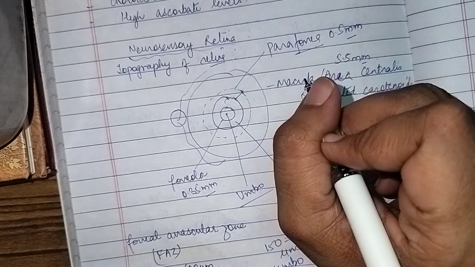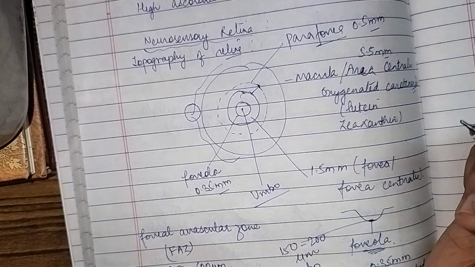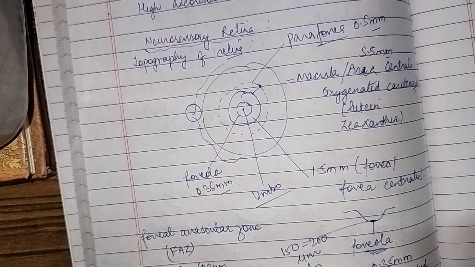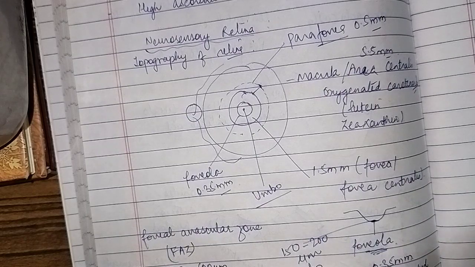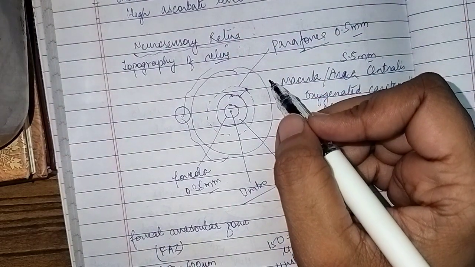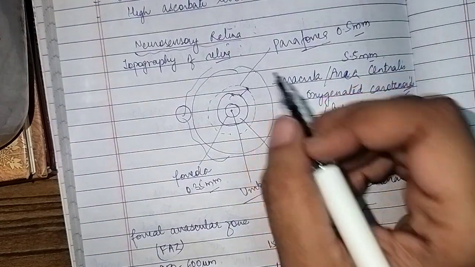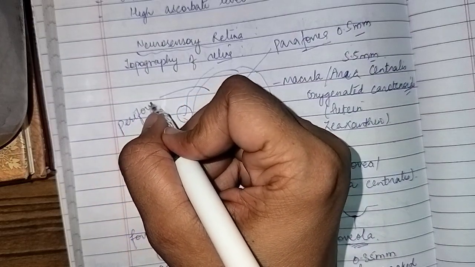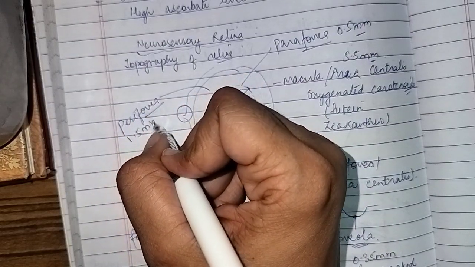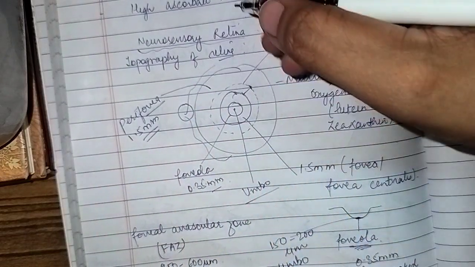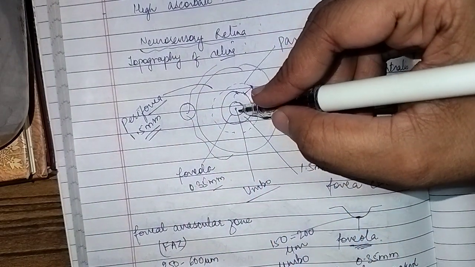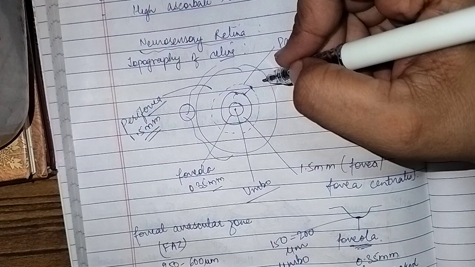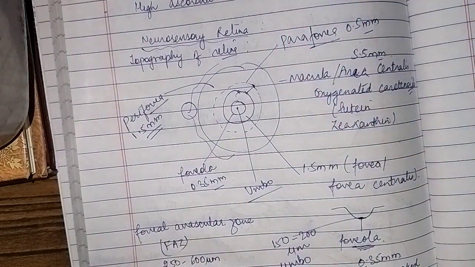Okay. Now what happens in the parafovea is that the ganglion cell layer, the inner nuclear layer and the outer plexiform layer, they are the thickest. Outer plexiform layer is also called as the Henle fiber layer. Now surrounding this parafovea is a perifovea, which is 1.5 millimeter wide. So this umbo forms the center of the macula and the periphery of the perifovea, it forms the margin of the macula.